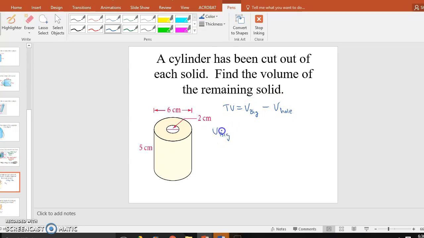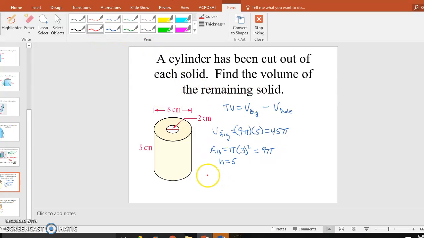To find the volume of the big cylinder, the area of the base is pi times the radius squared. The diameter of the big one is 6, so the radius is going to be 3. So pi times 3 squared is 9 pi. The height of that big cylinder is 5. So the volume of the big one is 9 pi times 5, which is 45 pi.